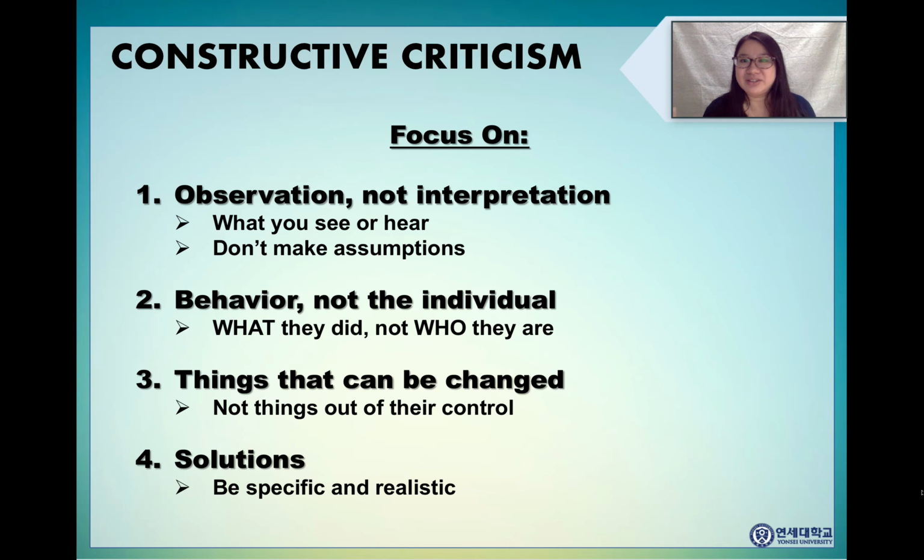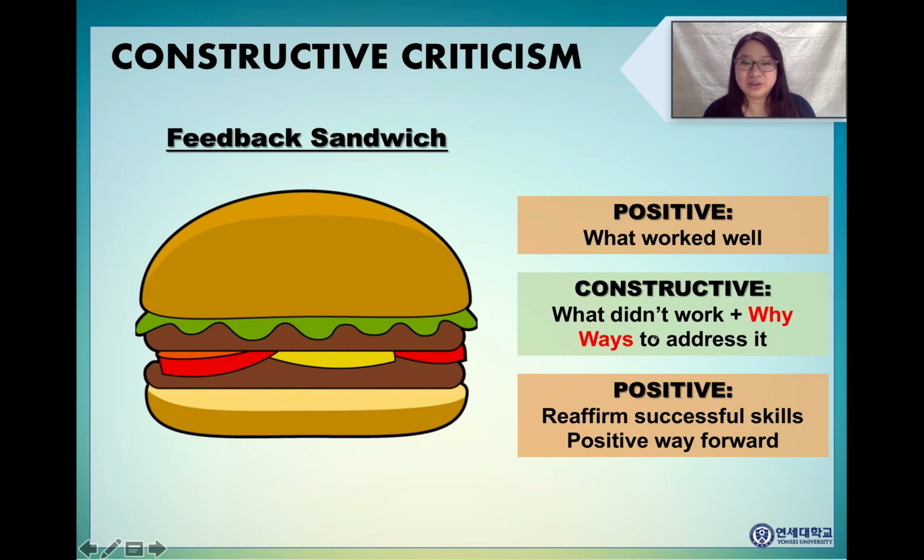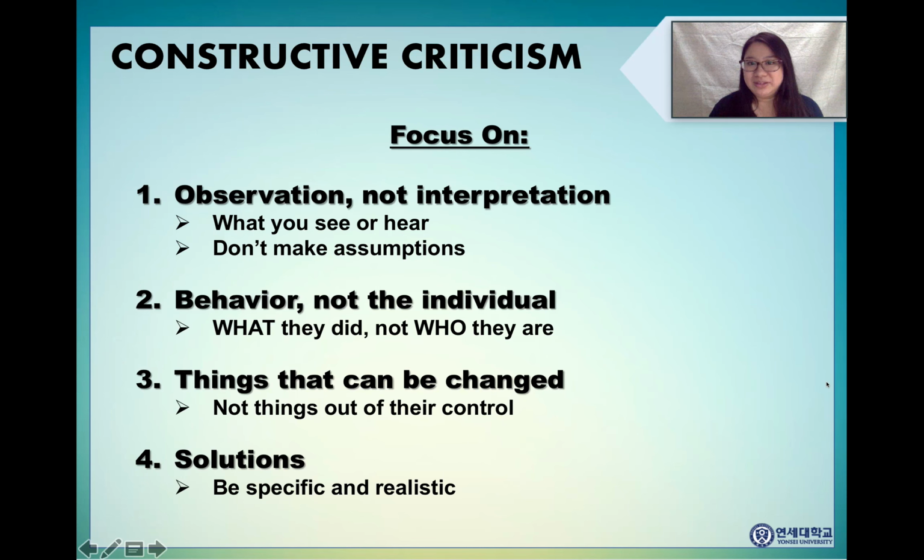When we give our constructive criticism, which is the green part in the middle, we should do 4 things. Number 1, focus on observation, not interpretation. You're not here to make assumptions, you just are telling them exactly what it is from the outside. Number 2, we focus on the behavior or the action and not the person. We want to focus on what they did, not who they are.